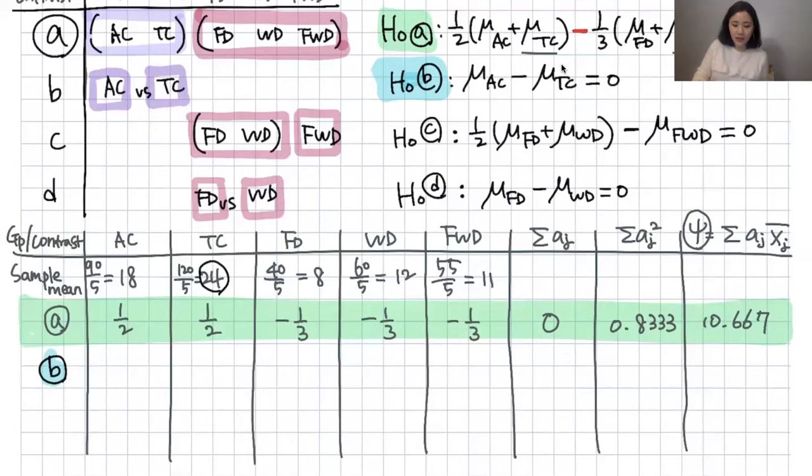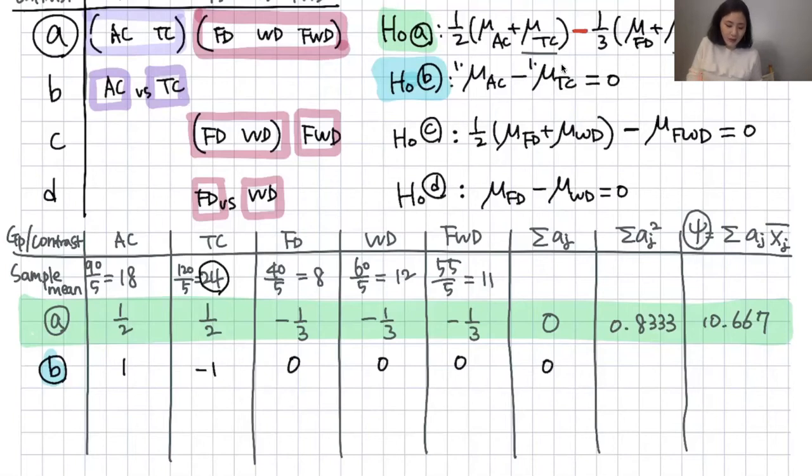For my second contrast, there is an invisible 1 in front of mu of AC here. So my linear coefficient of mu of AC is 1 here. And we have a negative sign here, so negative 1 is my linear contrast coefficient for mu of TC. However, there's no term for FD, WD, and FWD. Those linear coefficients are all 0. So my sum of linear contrast, 1 plus negative 1, is 0.